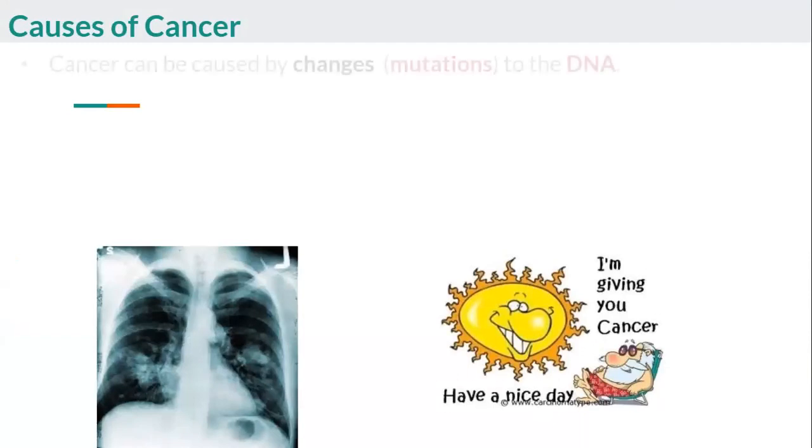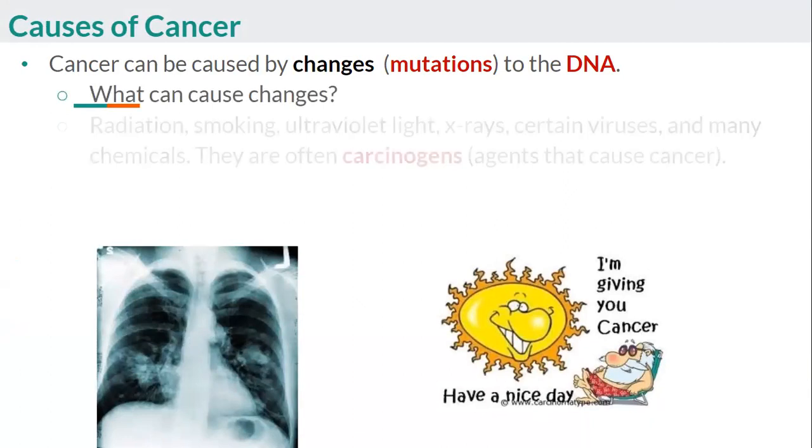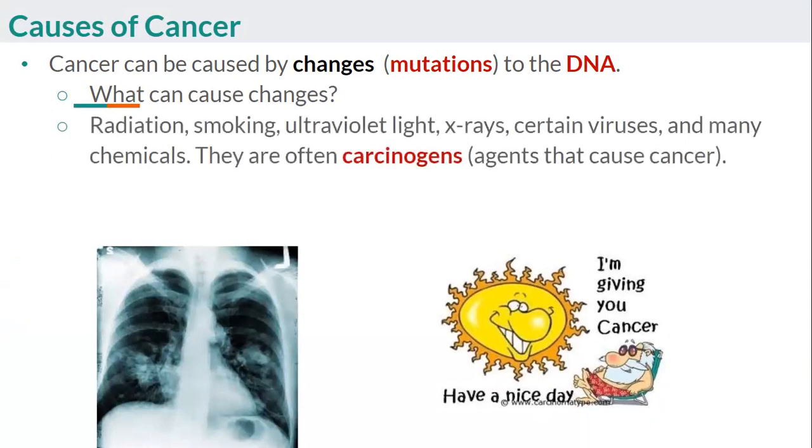So what causes cancer? Cancer is caused by changes, we call them mutations, in the DNA. Now, sometimes those mutations are random, but there are things in our environment that can actually cause those mutations to occur. So if you are exposing yourself to these things: radiation, cigarettes, which have tons of chemicals that are not good for us. Even if you're not the one smoking cigarettes, if somebody around you is, you're still taking in those chemicals. Ultraviolet rays from the sun, if you're not protecting your skin, can go ahead and change your DNA.